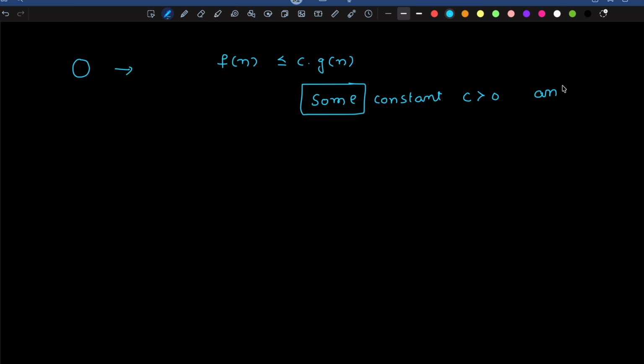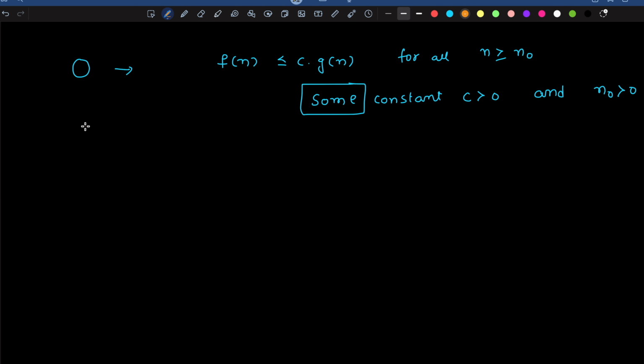In case of big O, as per the definition, f of n is less than or equal to c into g of n. There should exist some constant c greater than 0. Here the term to note is some. And some n0 should be greater than 0 such that f of n is less than or equal to c into g of n for all values of n greater than or equal to n0. So this is the definition of a big O.